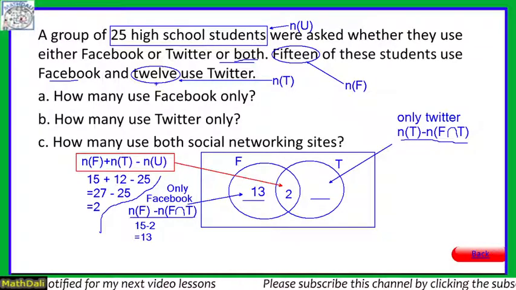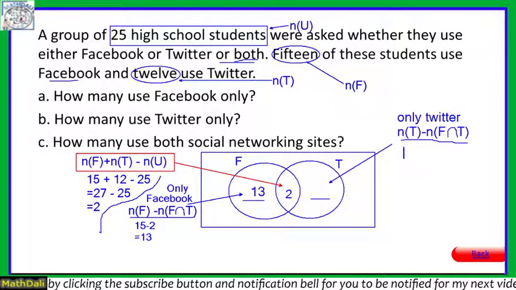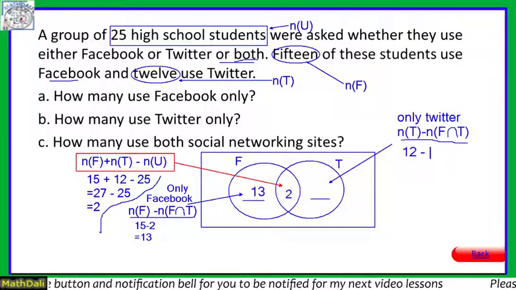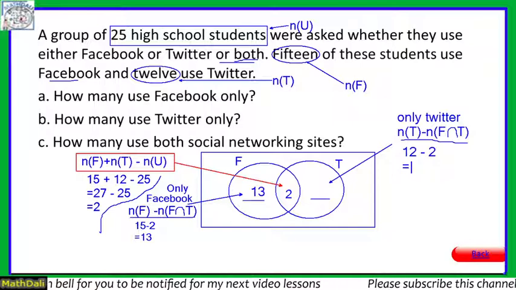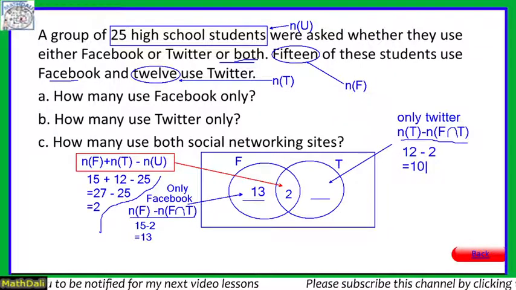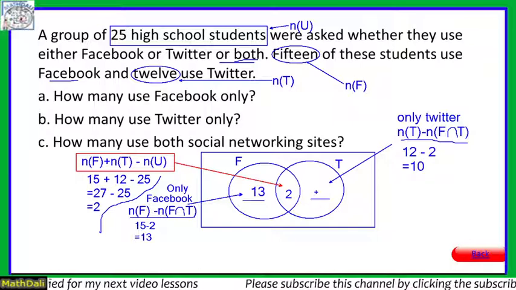Ito natin, alam natin na meron tayong 12 na gumagamit ng Twitter. 12 student ang gumagamit ng Twitter. Pero kasama na dito yung dalawa na gumagamit din ng Facebook at the same time. So, we have 12. Less natin diyan yung intersection ng dalawa, that is 2. So, that will be equal to 12 minus 2, that is 10. So, ang lalagay natin dito ay 10.